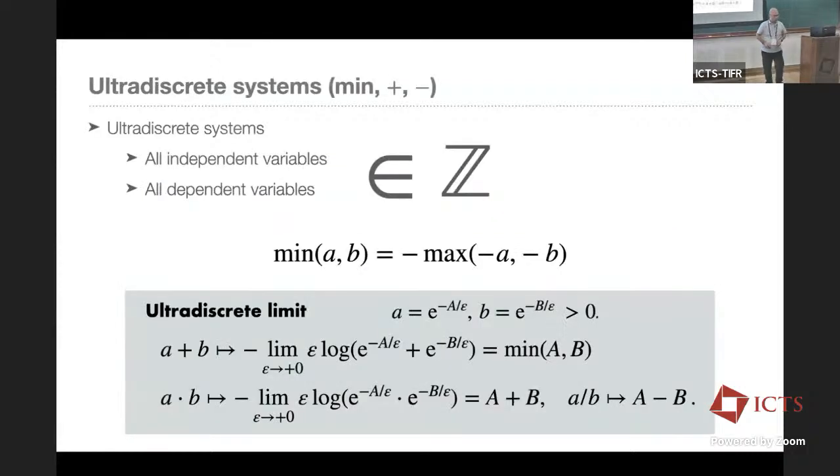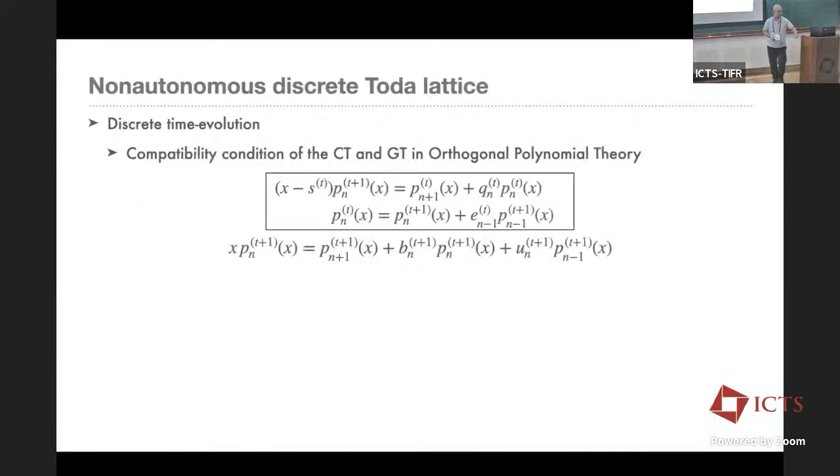Now, previously I also reminded you that the ultra-discrete limit has been introduced. Anyway, we will use this ultra-discrete limit. So here, a plus b goes to the minimum or maximum of a comma b, and a times b goes to a plus b, or division also to a minus sign. This is our ultra-discrete limit, which will be used later.